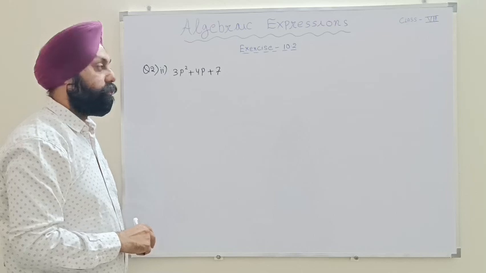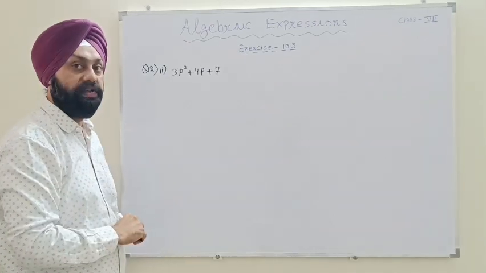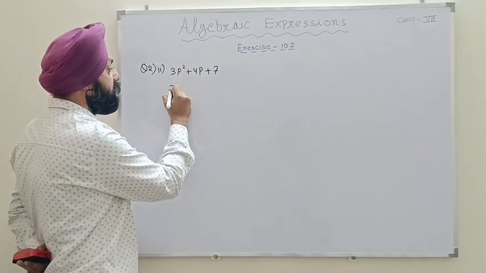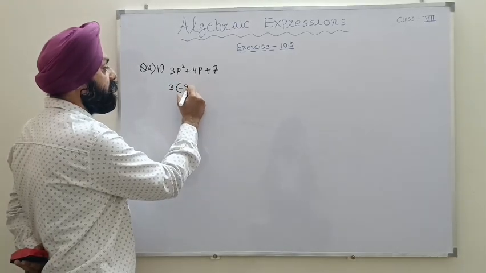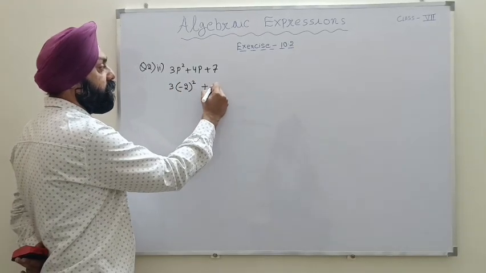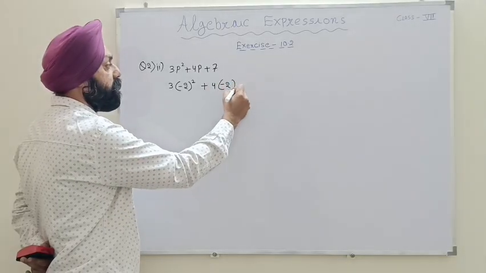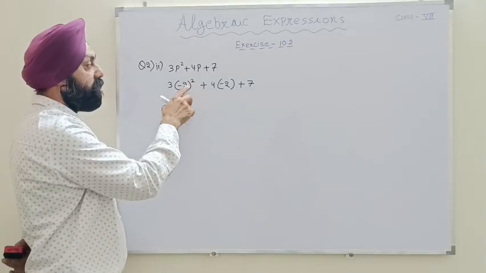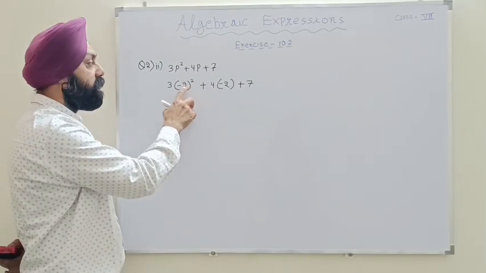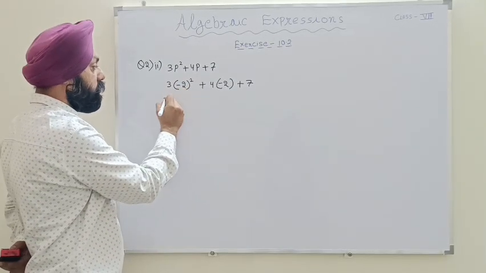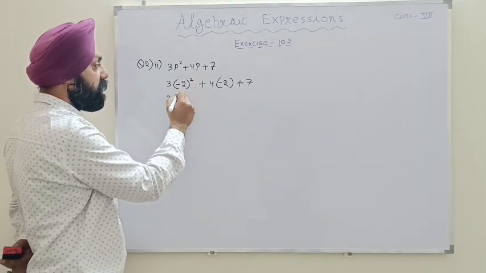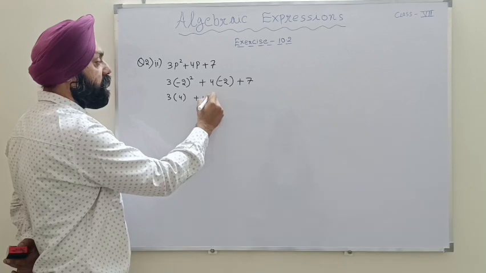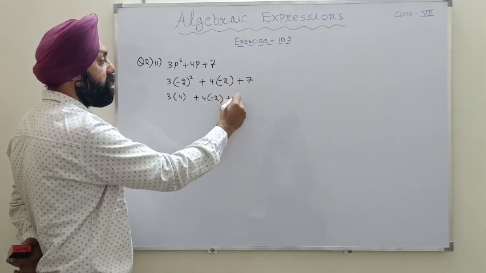Again we will continue with the second part. Now it is 3p square plus 4p plus 7. So now we will put the value of p as minus 2. So it is 3 times minus 2 raised to the power of 2, plus 4 times minus 2, plus 7. Again we will apply that rule. Now we have a negative number with an even power, so the answer of this will be positive. So we can write one step extra. So it is 3 and minus 2 square will give positive 4, and plus, we can continue writing this, plus 7.